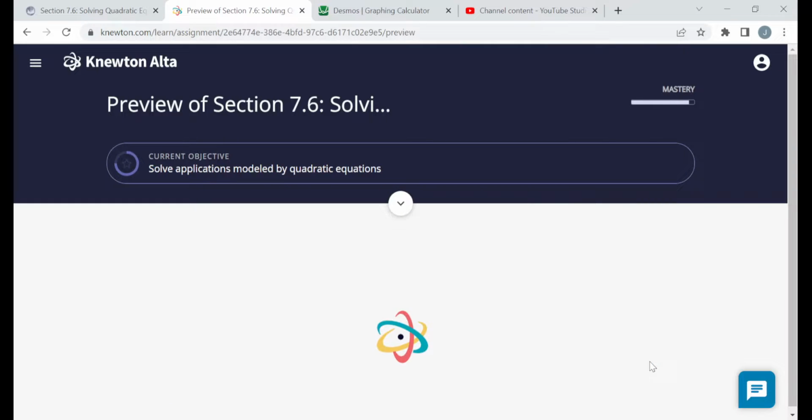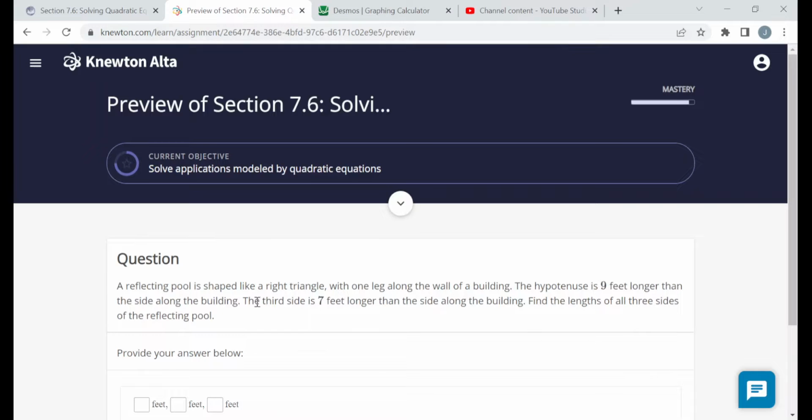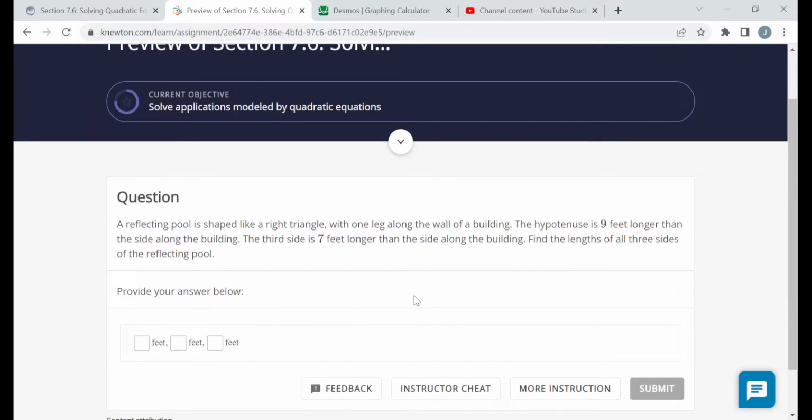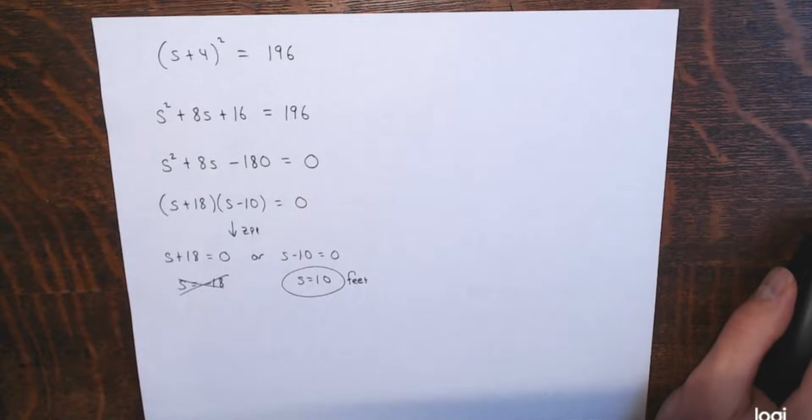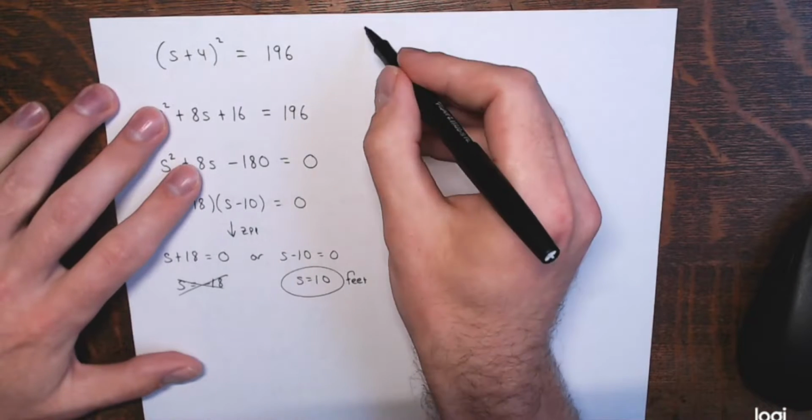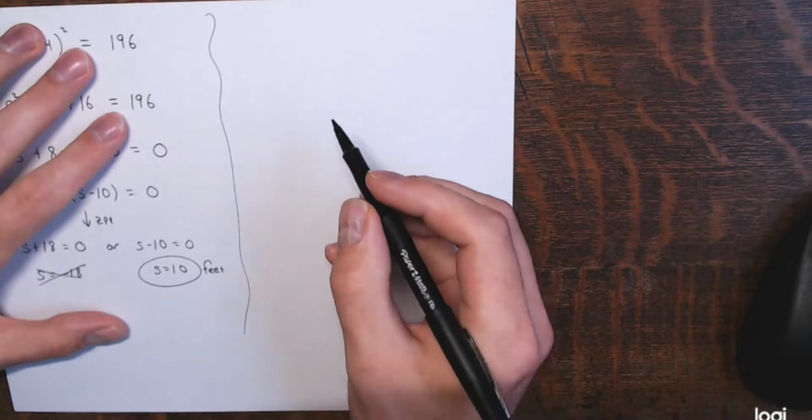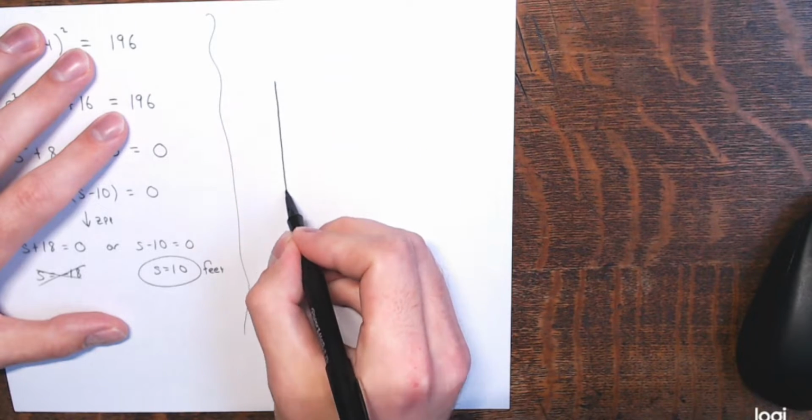Okay, there should be just one more of these. Alright, so we have a reflecting pool. It is shaped like a right triangle with one leg along the wall of a building. The hypotenuse is 9 feet longer than the side along the building. The third side is 7 feet longer than the side along the building. Find the lengths of all three sides of the reflecting pool. Alright, so we got this. It says, you know, so say here's the building, let's say.